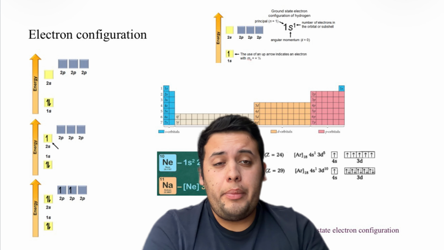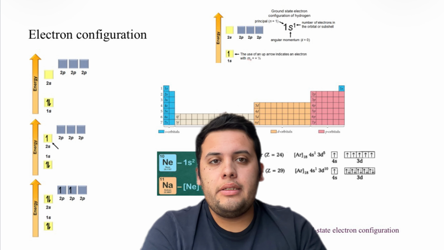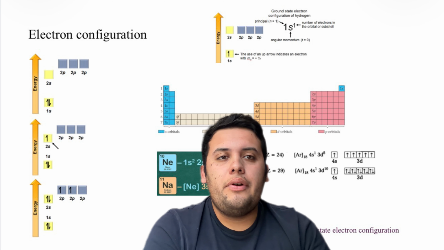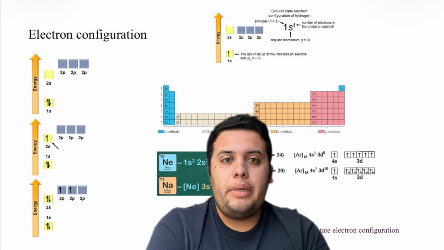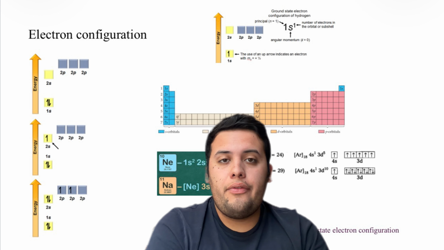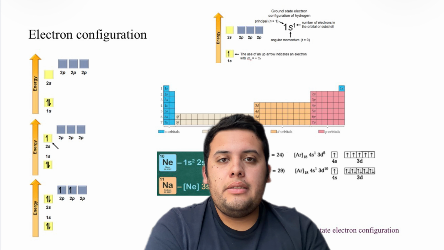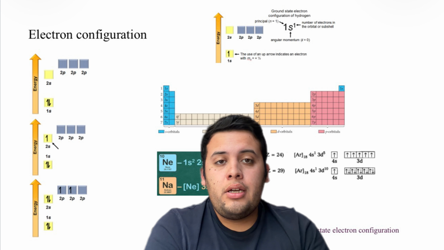The blocks of the periodic table represent the different types of orbitals: s orbital, p orbital, d orbital, and f orbital. This means that the position of an element in the periodic table reflects how its electrons are arranged.